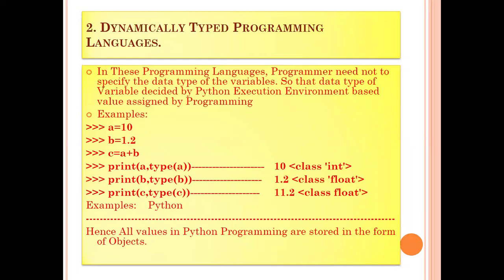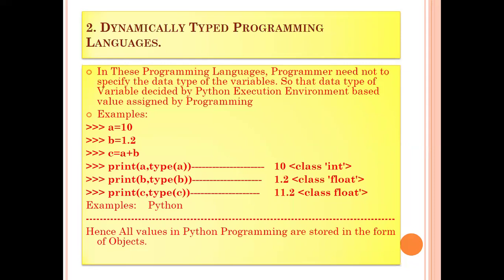So all types of Python programming are stored in the form of objects. Whatever we are storing here will be stored in the form of objects. Is this clear? Good. Got it. Let's proceed with the interpreted programming language. Next feature, that is interpreted programming language.